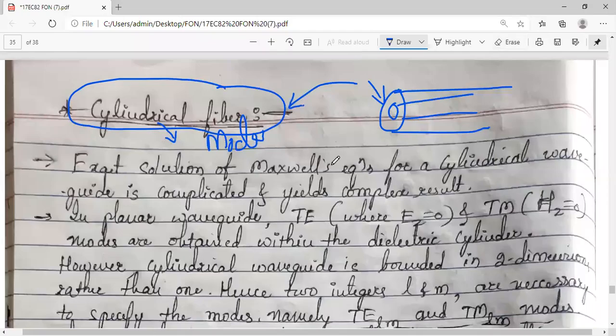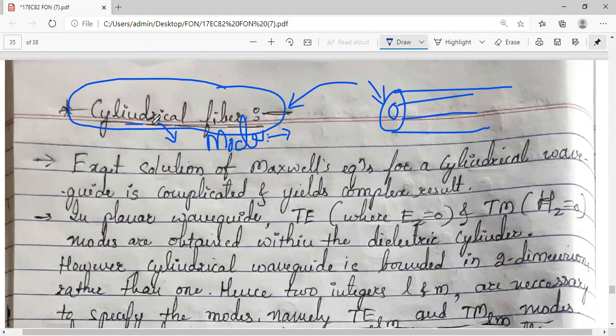About the cylindrical fiber, we are going to study the modes in it. It is a theoretical concept. We will see what different types of modes we come across in the cylindrical fiber, then what the order is, what a mode is, some basic things. We will be looking into it, and then the classification of these cylindrical fibers we are going to see.